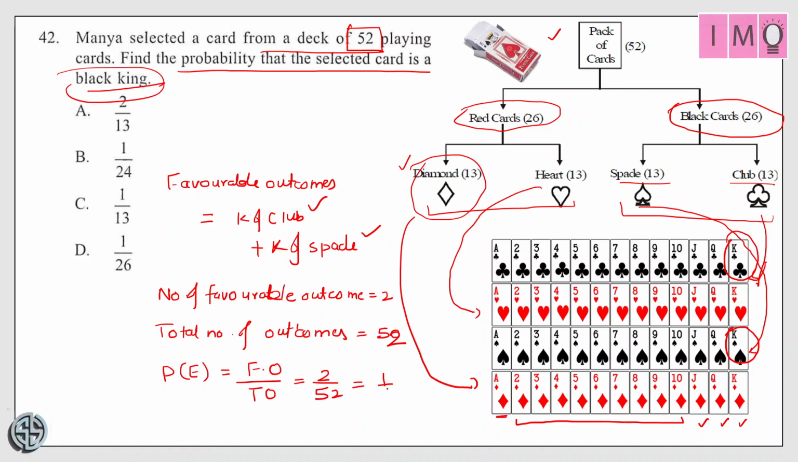So your answer will be 1 upon 26, right? So option D will be the correct answer.